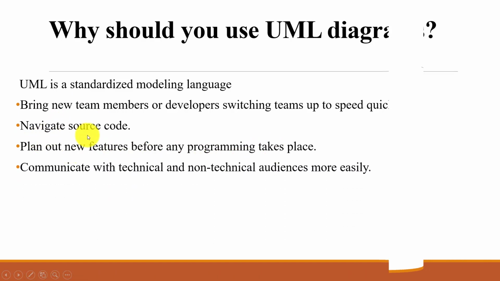That is what it is, navigating the source code. So new features can be added very easily. Another important thing about UML is communication. It is used to communicate with technical and non-technical audiences also. That is, by architecture or blueprint you can recognize the way your system works. So communication plays a very important role in UML diagrams.